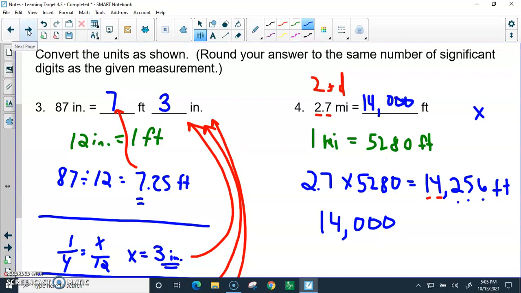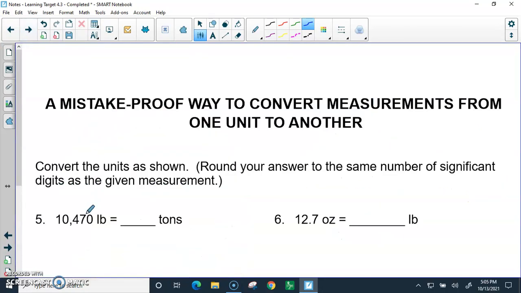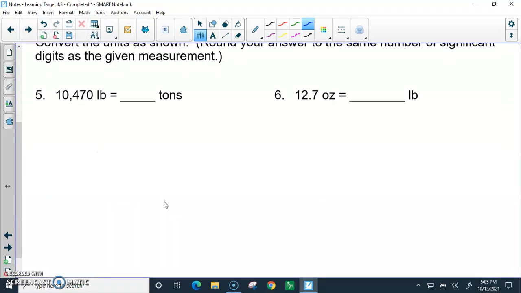Now let's look at one more example. Let's go to number 5, and you can follow along again and work through this on your student example sheet if you want to. But now we want to convert number 5, 10,470 pounds to tons. Well, remember, 1 ton is equal to 2,000 pounds. Sorry again.